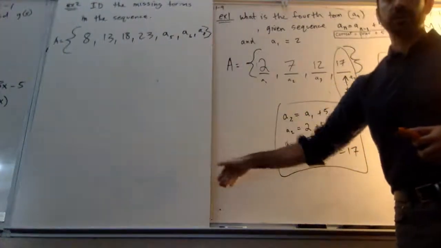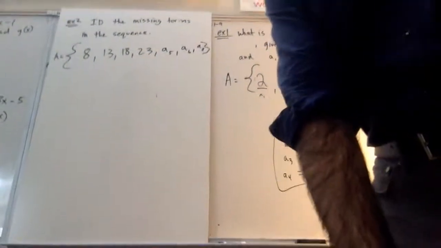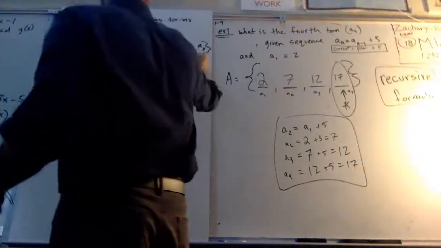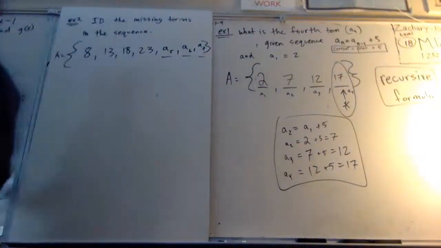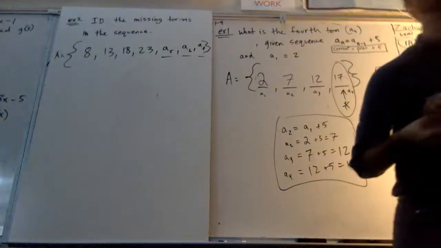All right, example 2. We need to identify the missing terms. So the missing terms are going to be A sub 5, 6, and 7. So first, you want to look and see, well, is this geometric or is this arithmetic? What is happening between the terms?